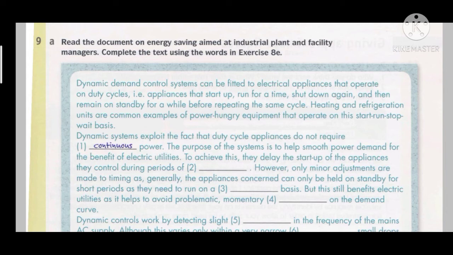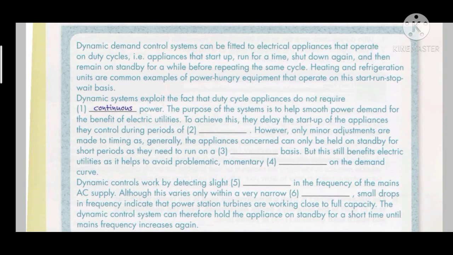And of course facility managers بيبقى فيه مدراء كده هم المسؤولين عن جعل العمل يمشي بسلاسة وسهولة. So this is it. Now let's read. Dynamic demand control systems can be fitted to electrical devices. كانوا ممكن يقولوا devices وخلاص، بس لازم يعقدوها يعني. To electrical appliances that operate on duty cycles.